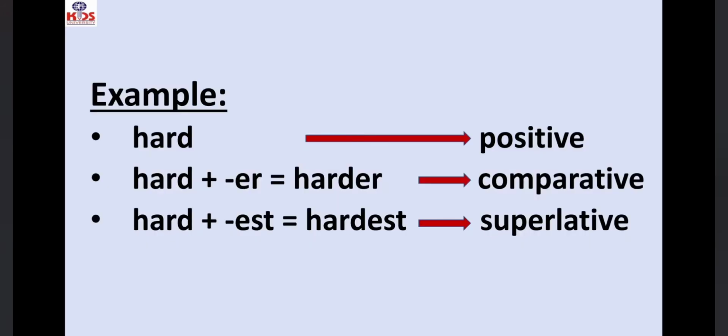Let's take an example of the adverb hard, having one syllable. The adverb hard is in positive degree. The comparative degree is formed by adding er to the positive degree hard. It will become harder. The superlative degree is formed by adding est to the positive degree hard. It will become hardest. So, the comparative and superlative degrees of hard are harder and hardest.